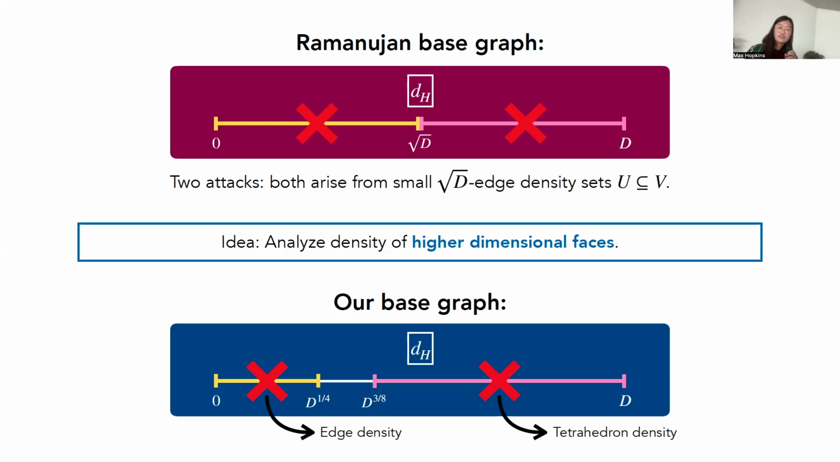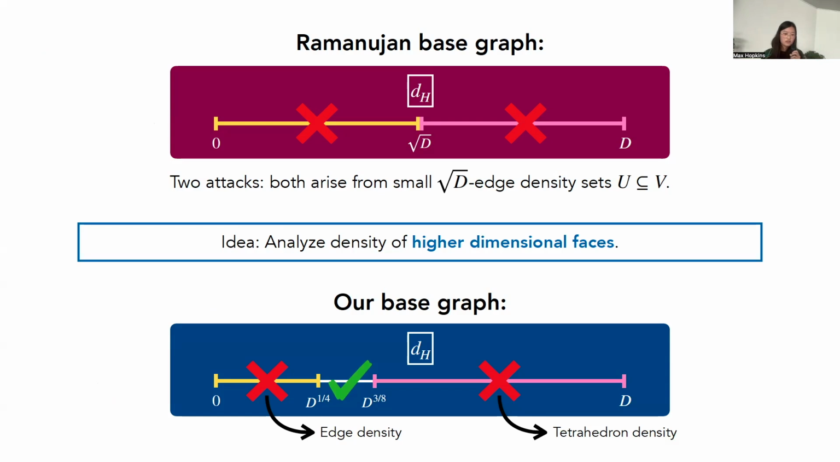And that allows the attacks to actually have a gap between them. And there will be an interval for DH, which you can pick, which will allow you to successfully perform both steps 1 and 2 in the analysis. All right.